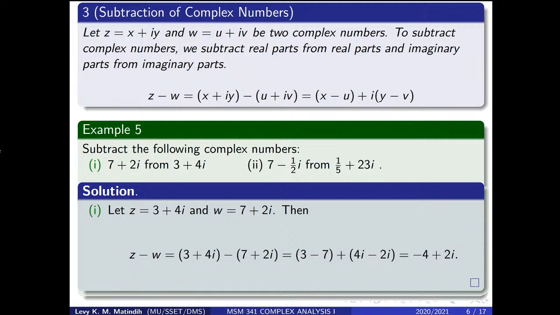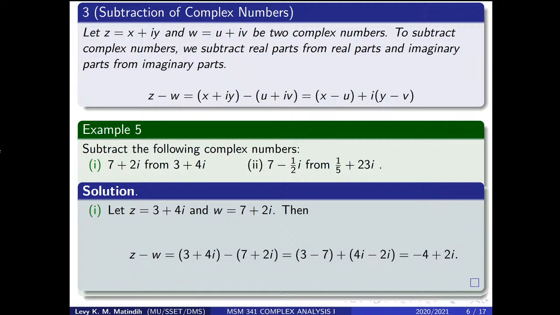So same example that I'm going to use. Example number 5 is similar to example number 4. The only difference is that in example number 5 we are subtracting, but it's the same complex numbers that I've used. So subtract the following complex numbers. Here we are saying you subtract 7 plus 2i from 3 plus 4i. The next one, you subtract 7 minus half of i from 1/5 plus 23i.